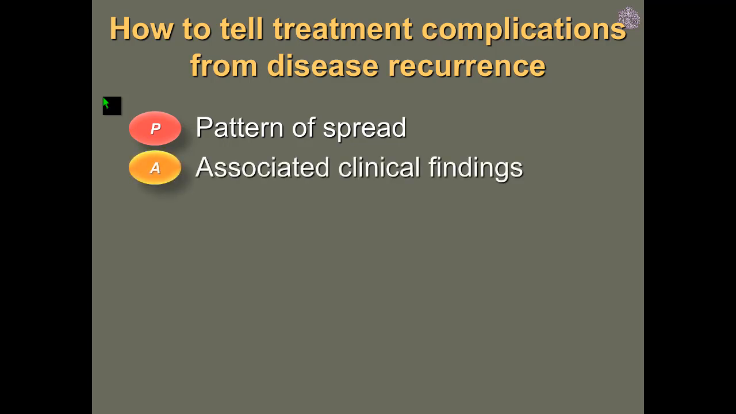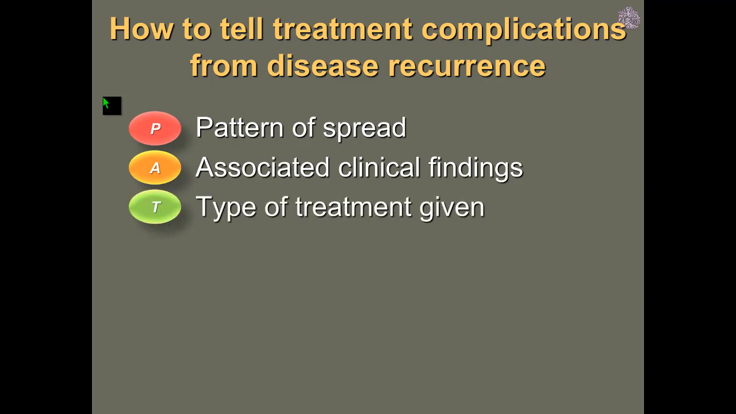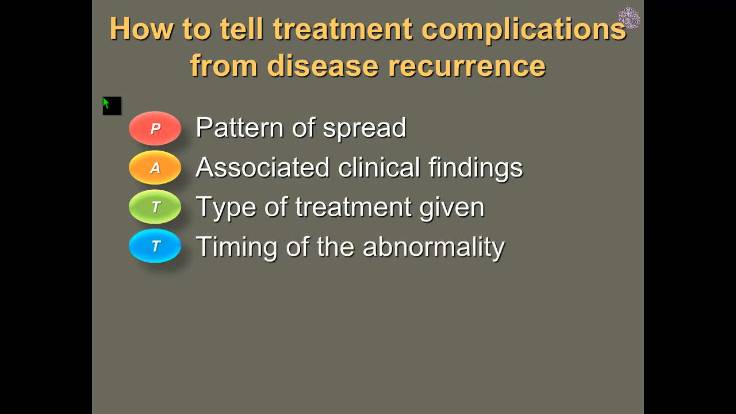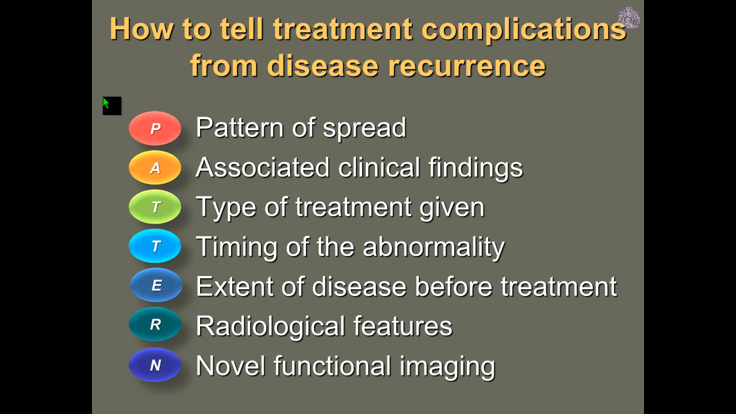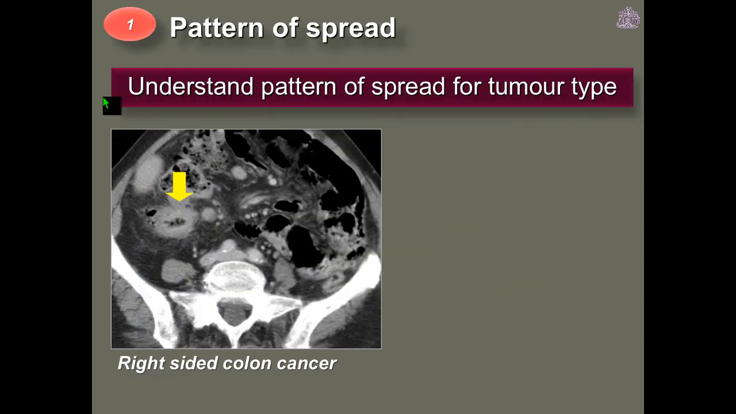You need to know the clinical findings, such as tumor markers. You want to know the type of treatment given. You want to know the timing of the abnormality in relation to the treatment, and you want to know the extent of disease, i.e. the stage and possibly the grade of the tumor before treatment. You want to examine the radiological features very, very carefully, and then sometimes you may be able to apply novel functional imaging to help you.